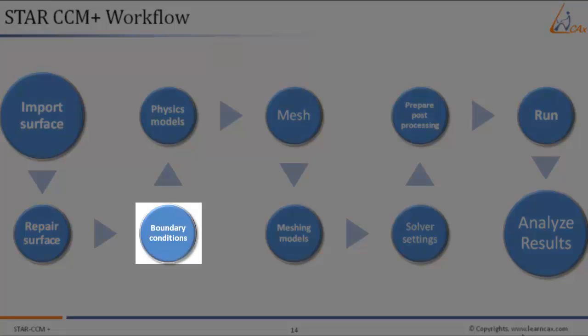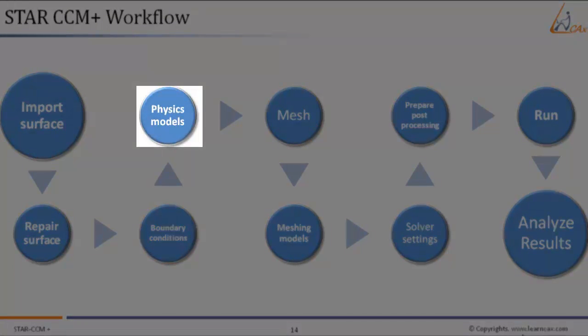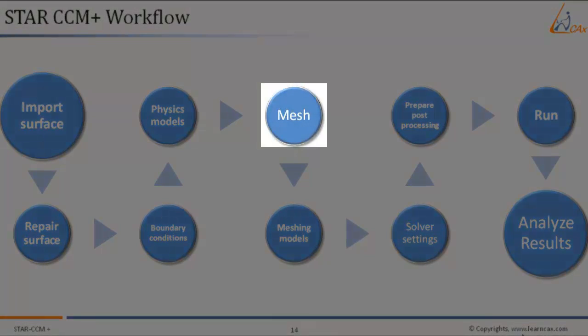After this, we set or name boundary conditions. This means we name the boundary conditions parts as well as give them physical meaning. After this, we set the physics models like steady state or transient, laminar or turbulent flow, isothermal flow or heat transfer modeling. Then, the next step is to mesh the model or create grid to solve CFD equations.